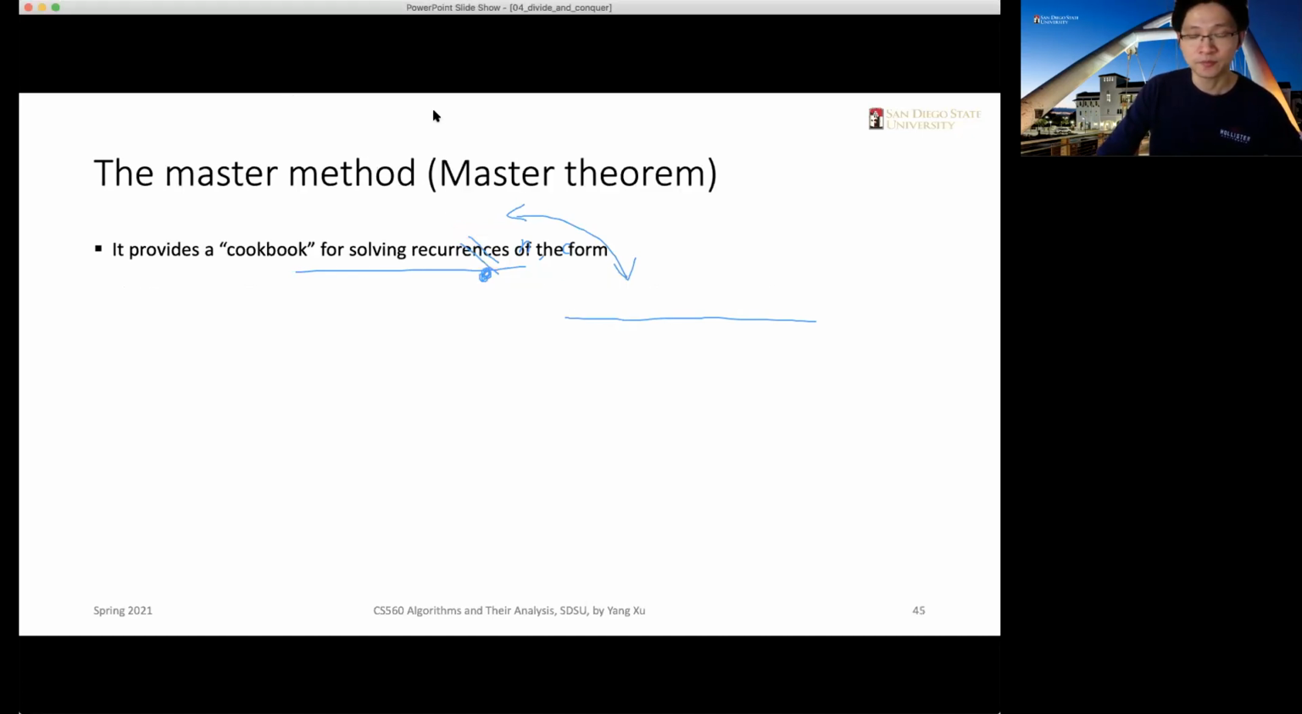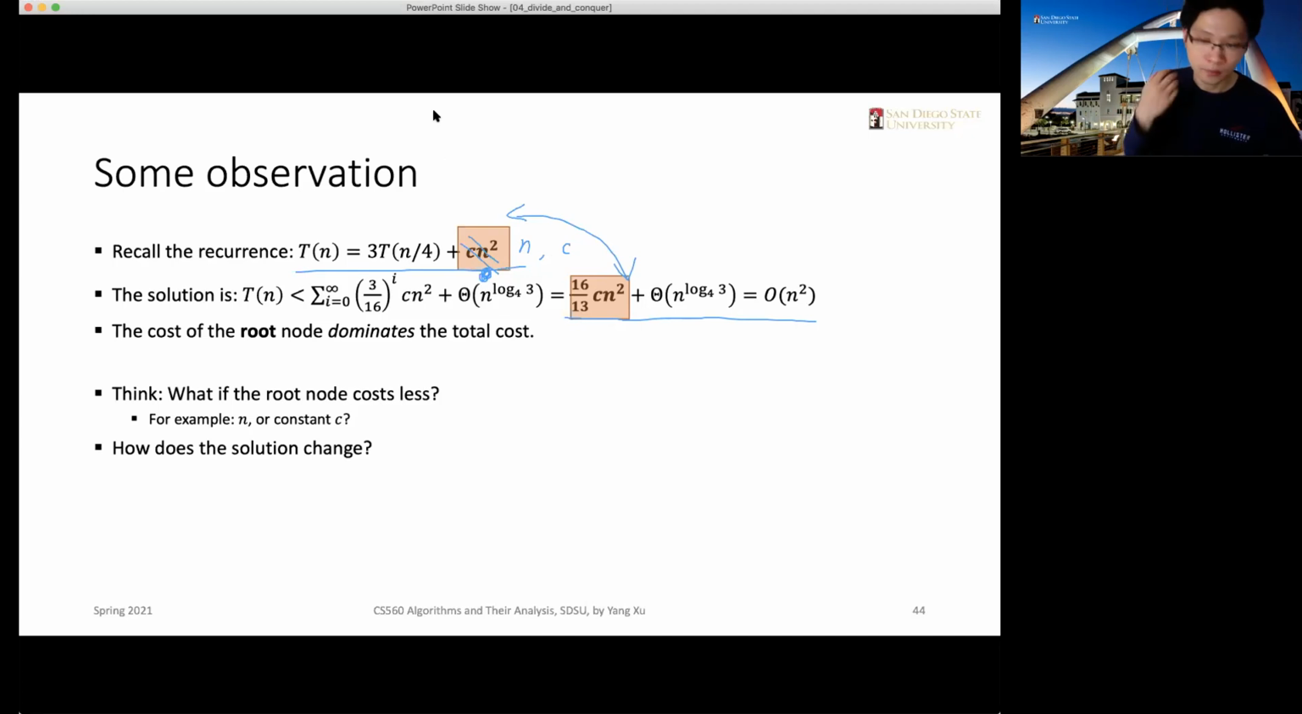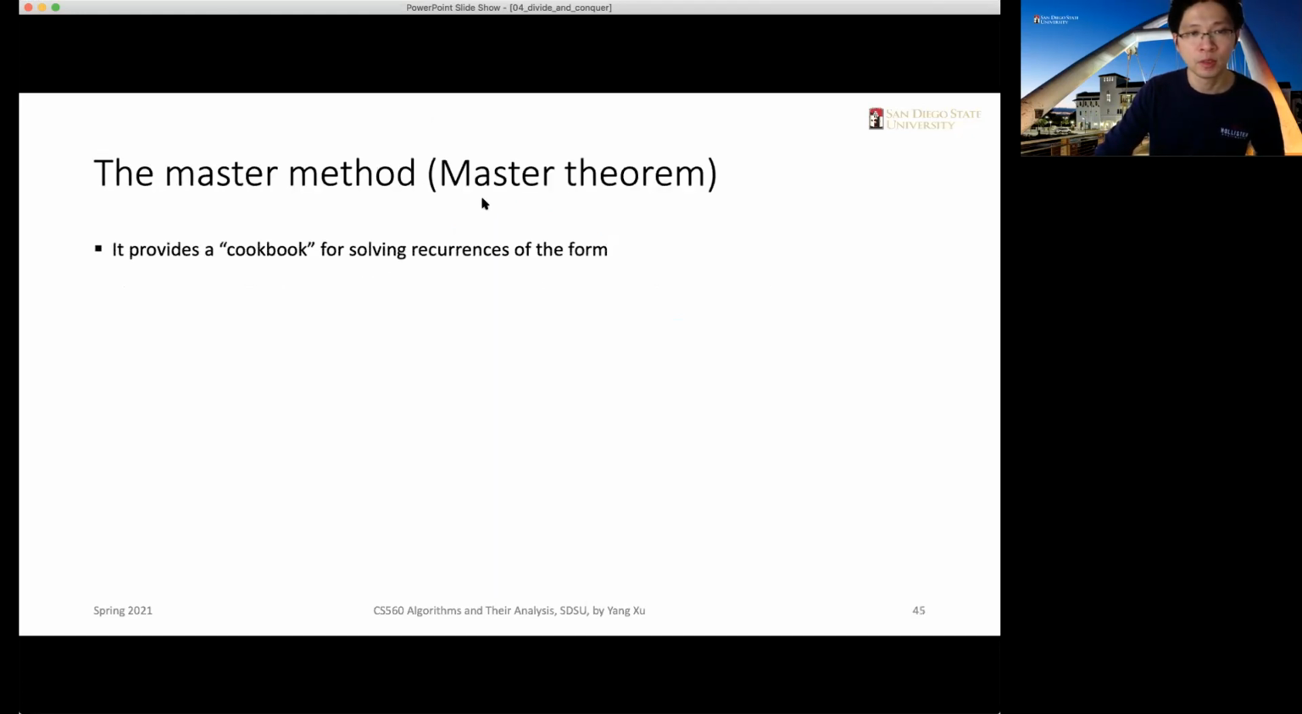So these are the most salient relations that we need to use in the master theorem or master method. All right, so let's look at this so-called master method.